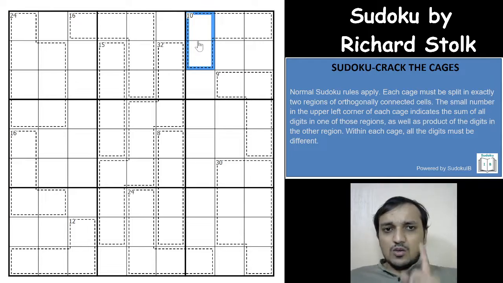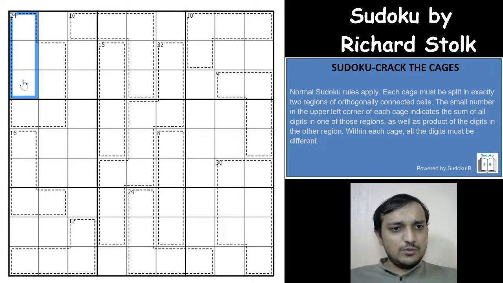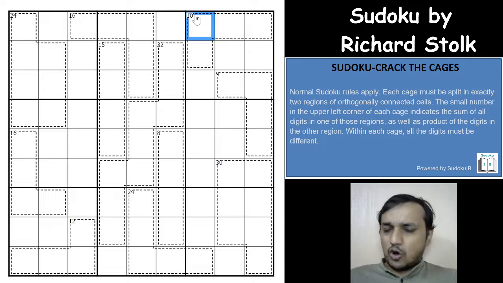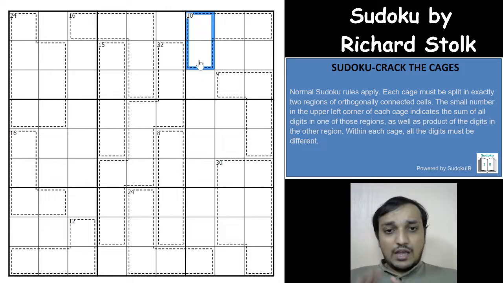Each cage is split into two regions which are orthogonally connected. All the cells in a region have to be orthogonally adjacent to each other, which means you cannot have a region that goes this way. You will have exactly two regions: in one region the sum of all the numbers is given by the number at the top left corner, and in the other region the product of all the numbers is given by the number at the top left corner. And all the numbers in that cage would have to be different.